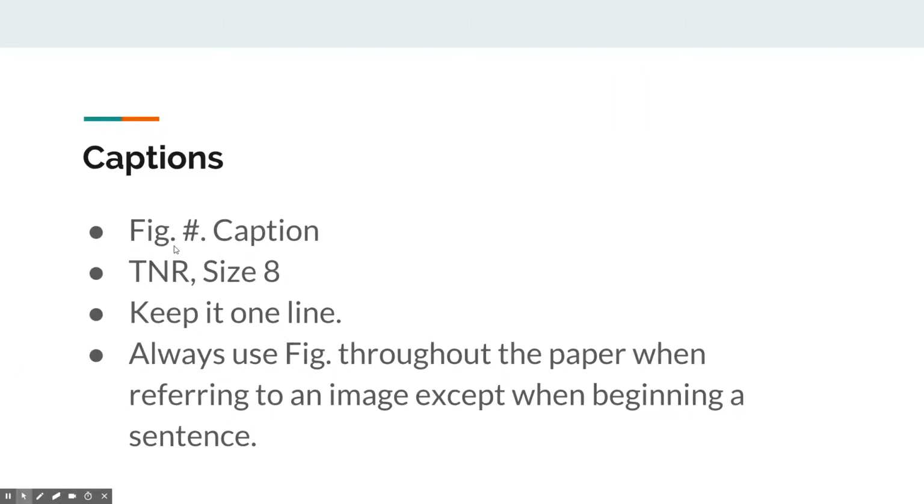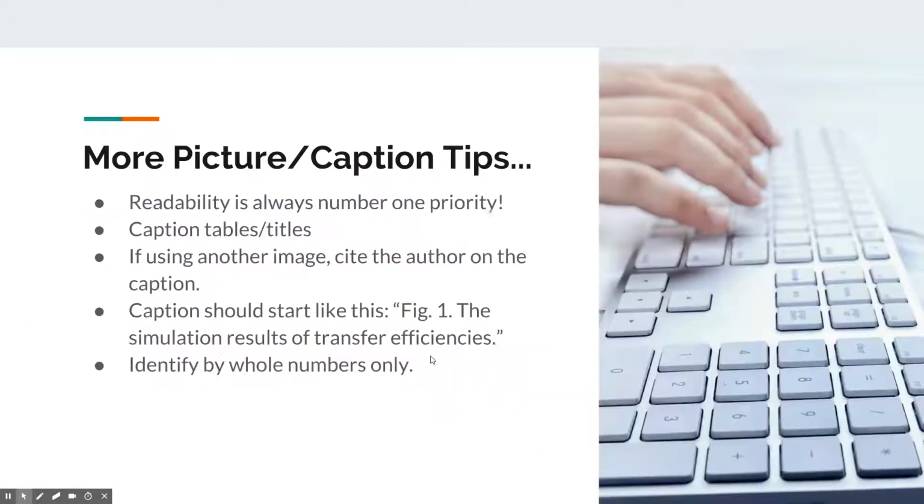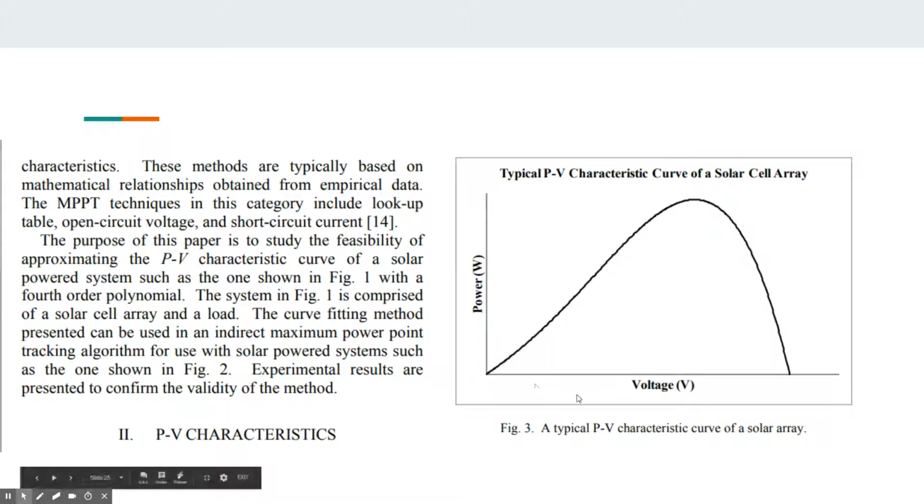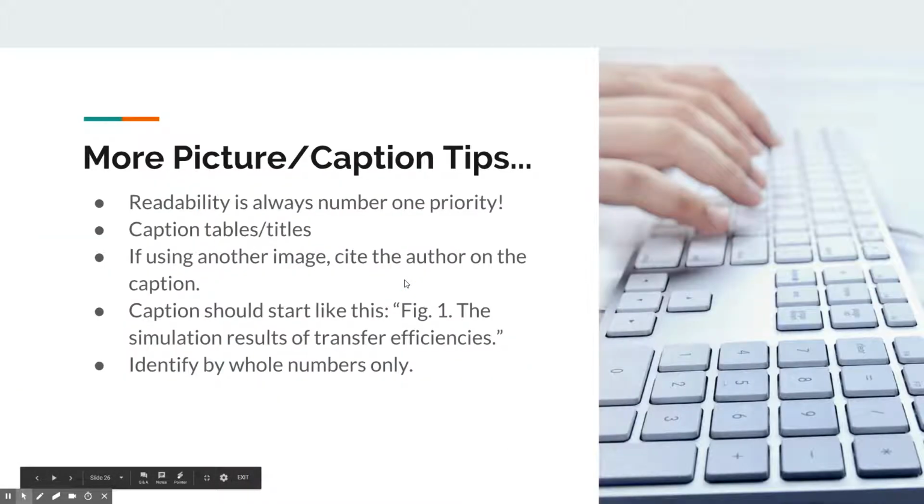So, like I said, fig dot number dot caption. Times New Roman, size 8. Like it says, 1 line. 2 lines is a little yucky, but not the end of the world. And the same thing, if you're referencing a figure throughout the paper, you want to say fig dot, not figure. And this is literally the biggest no-no I catch almost immediately with so many undergraduates.